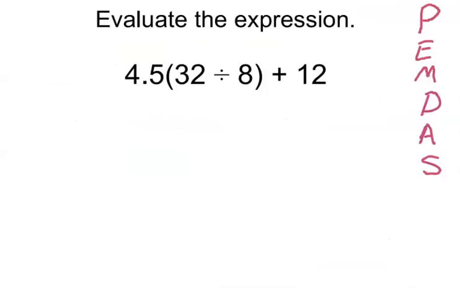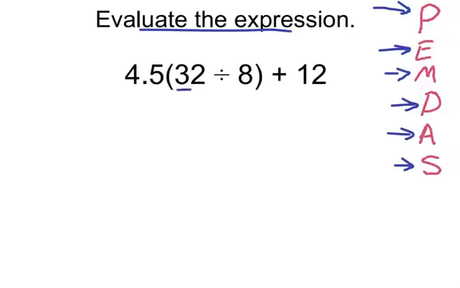All right, let's evaluate the expression. We're going to use PEMDAS: parentheses, exponents, multiplication, division. This is the order that we're doing it in, addition, and subtraction. All right, so are there any parentheses? Yes, there is. There is a 32 divided by 8. So let's rewrite it, 4.5, and then in parentheses is going to be 32 divided by 8.